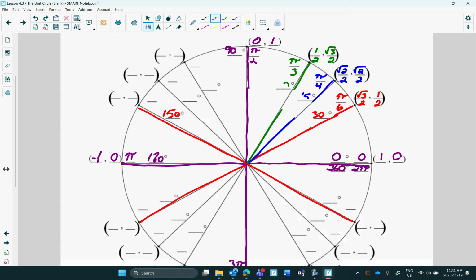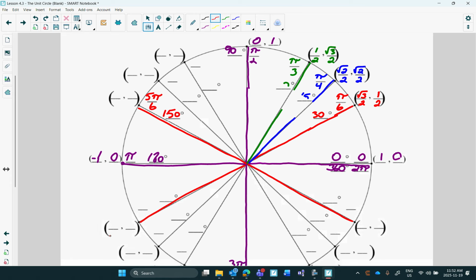Pi over 6, okay? If I went to here, how many pi over 6s are there at pi? 6 of them, right? But this is a little bit less. So what's a little bit less than 6 pi over 6? 5 pi over 6. Don't worry, you'll get these.